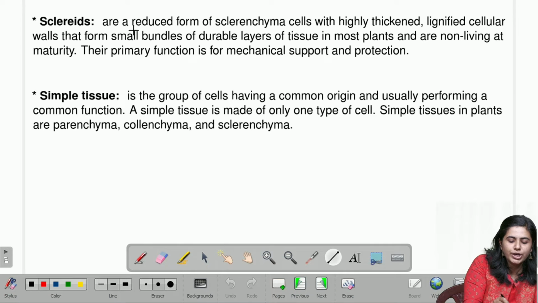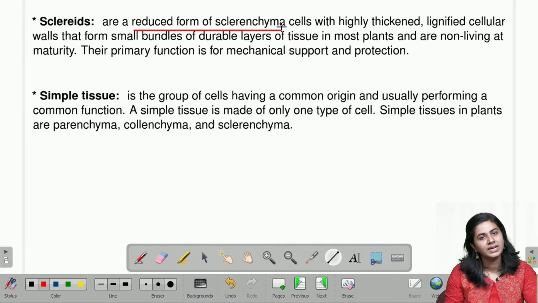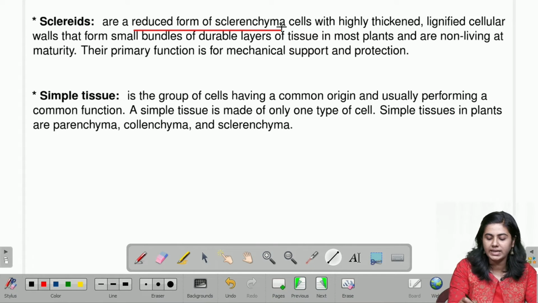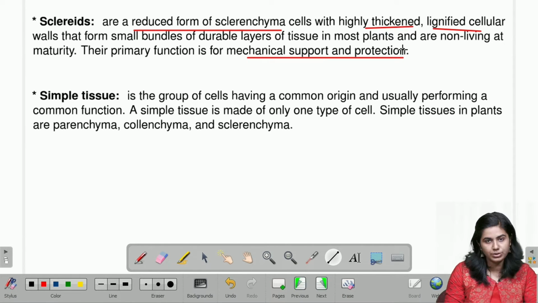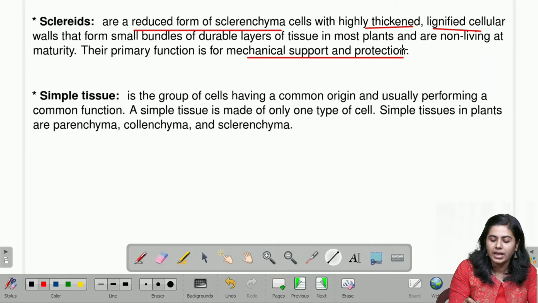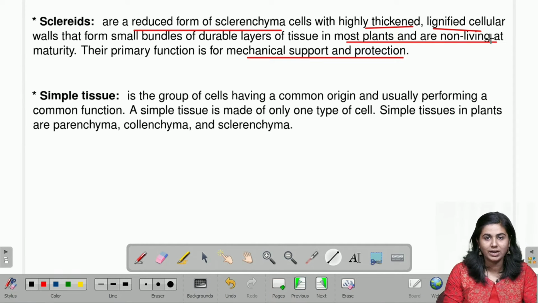Now, the third option was sclereids. Sclereids are a reduced form of sclerenchyma cells, and they are highly thickened and lignified. Why are they thickened and lignified? Because their function is to give mechanical support and protection to the plant. In most plants, they are non-living cells with highly thickened, lignified cellular walls.